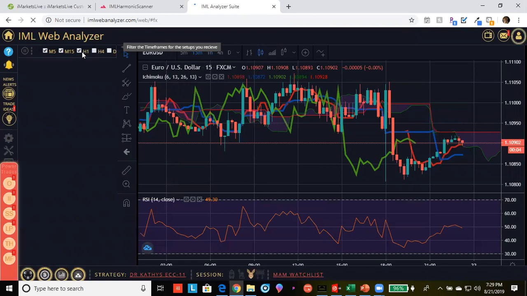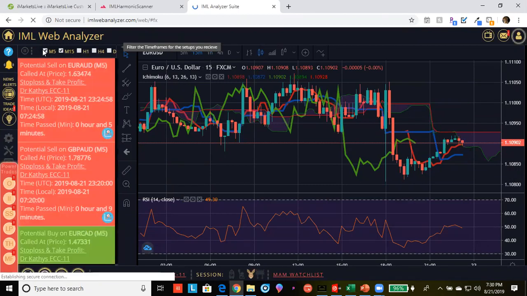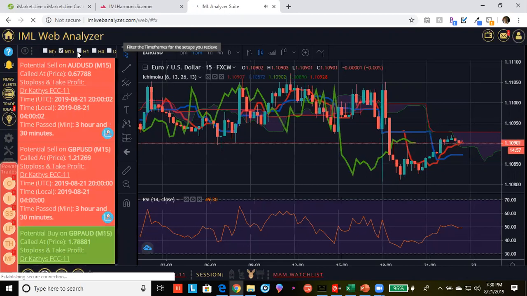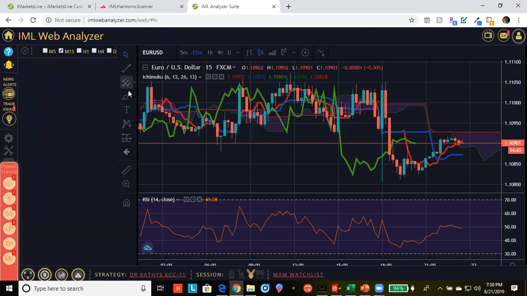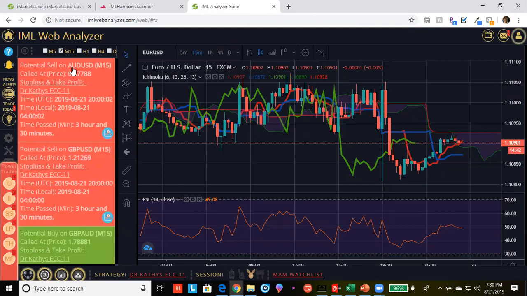All right. So I'm just clearing off the check marks because I'm going to zone in on the 15-minute chart. Again, that's my preference. You can pick any time frames that you want to pick. When I'm looking at it, I see that it's 3 hours and 30 minutes past. This particular pair is AUD USD, 15-minute chart.